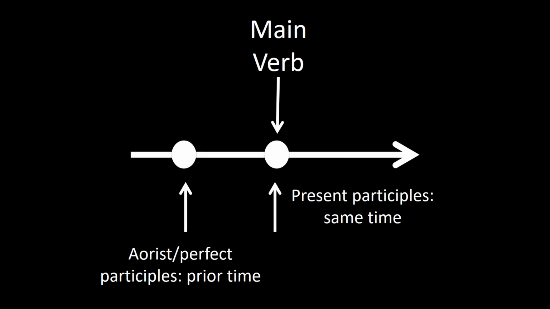Think about it this way. If we've got a timeline, you see where the dot says main verb. A present tense participle would happen at the same time. So we would use the word while if it's doing a time sort of thing. While. Now look at the aorist or perfect participle. The main verb happens after the aorist or perfect participle, so we would use the word after. The aorist or perfect participle happened before, the main verb happened after, so we'll use the keyword after.